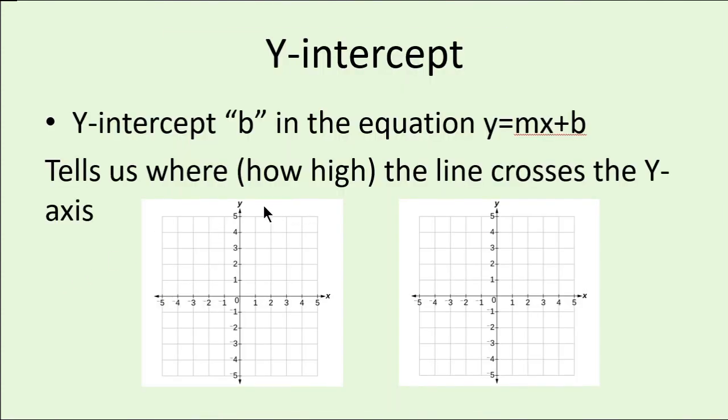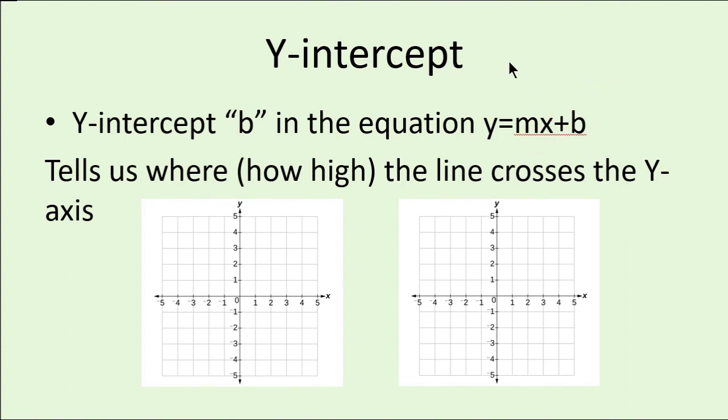Now let's talk about the y-intercept. Remember we said the y-intercept is the point at which the graph of a line crosses the y-axis. Well, in the equation of a line y is equal to mx plus b, the y-intercept is characterized as b, so it's a constant and it's added to slope times x.